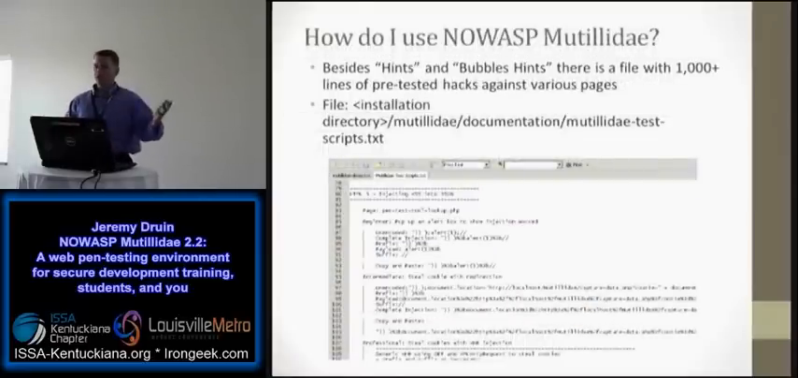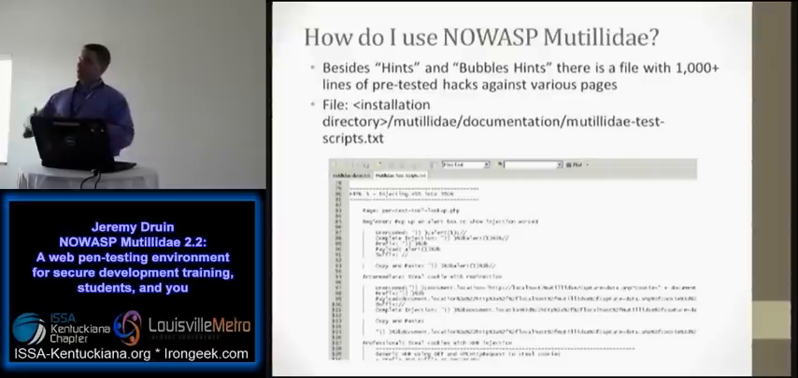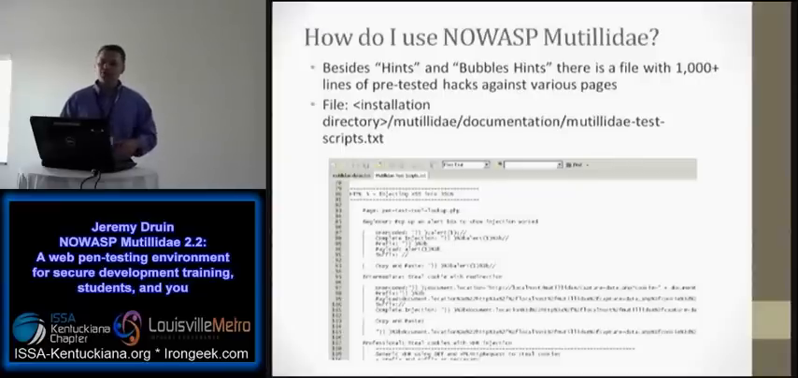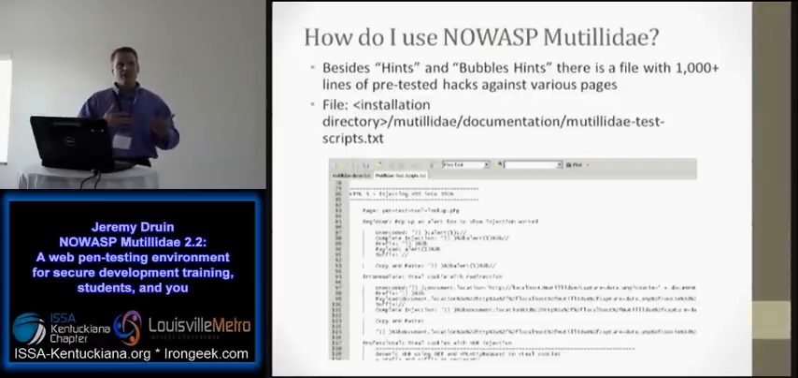Besides the hints and the bubble hints and all the other help that we talked about, there's a file inside of the documentation folder that comes with the project when you download it that has a list of all the tests that we've done on the system over time. When they work, we just stick them into this file and keep appending to it, and it grows over time. I checked it yesterday, and I think it has about 1,100 lines of different kinds of exploits in it that you can cut and paste and try out on different pages. For the most part, I've been pretty good about putting the page that it'll work on and some explanation of what the exploit's trying to do.